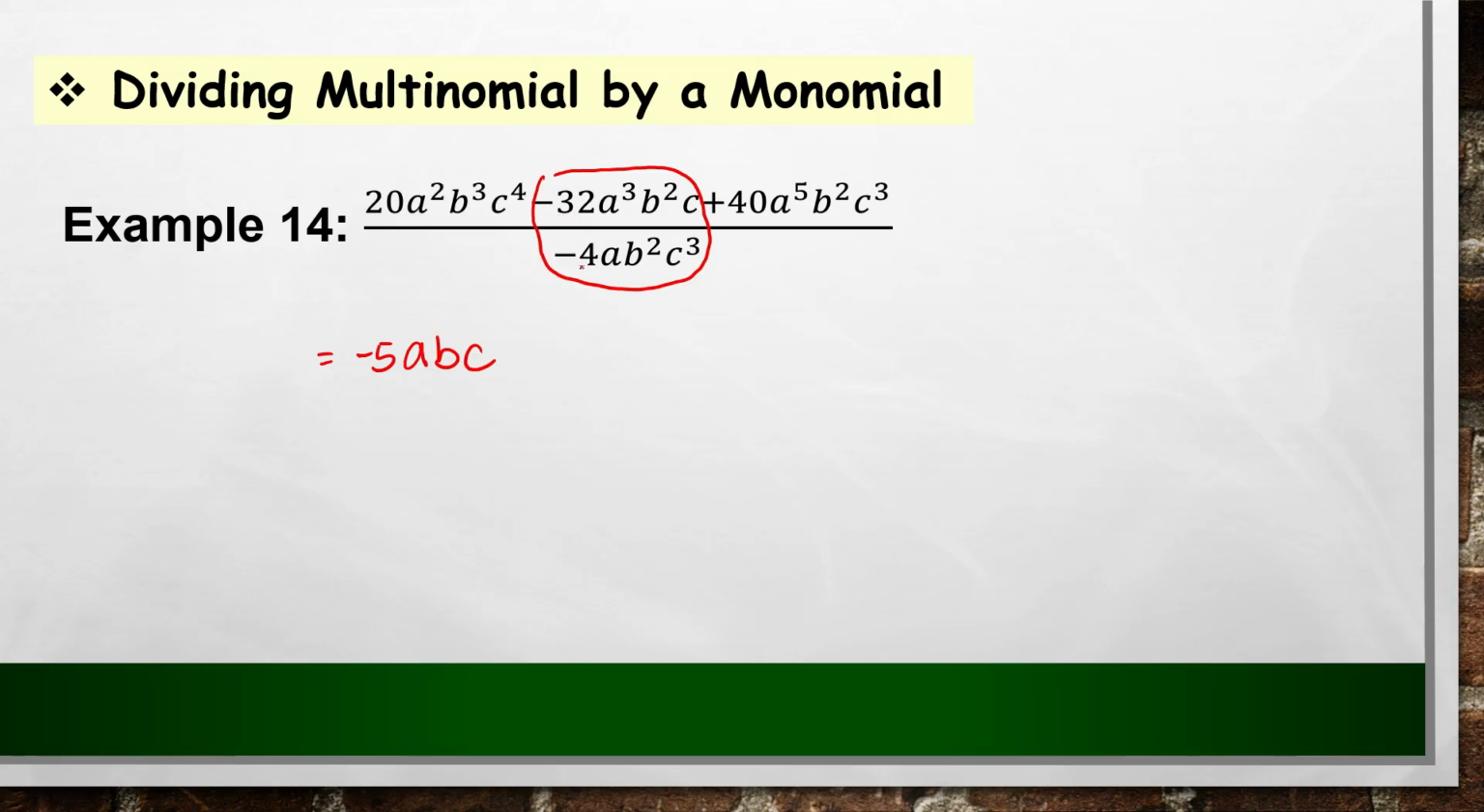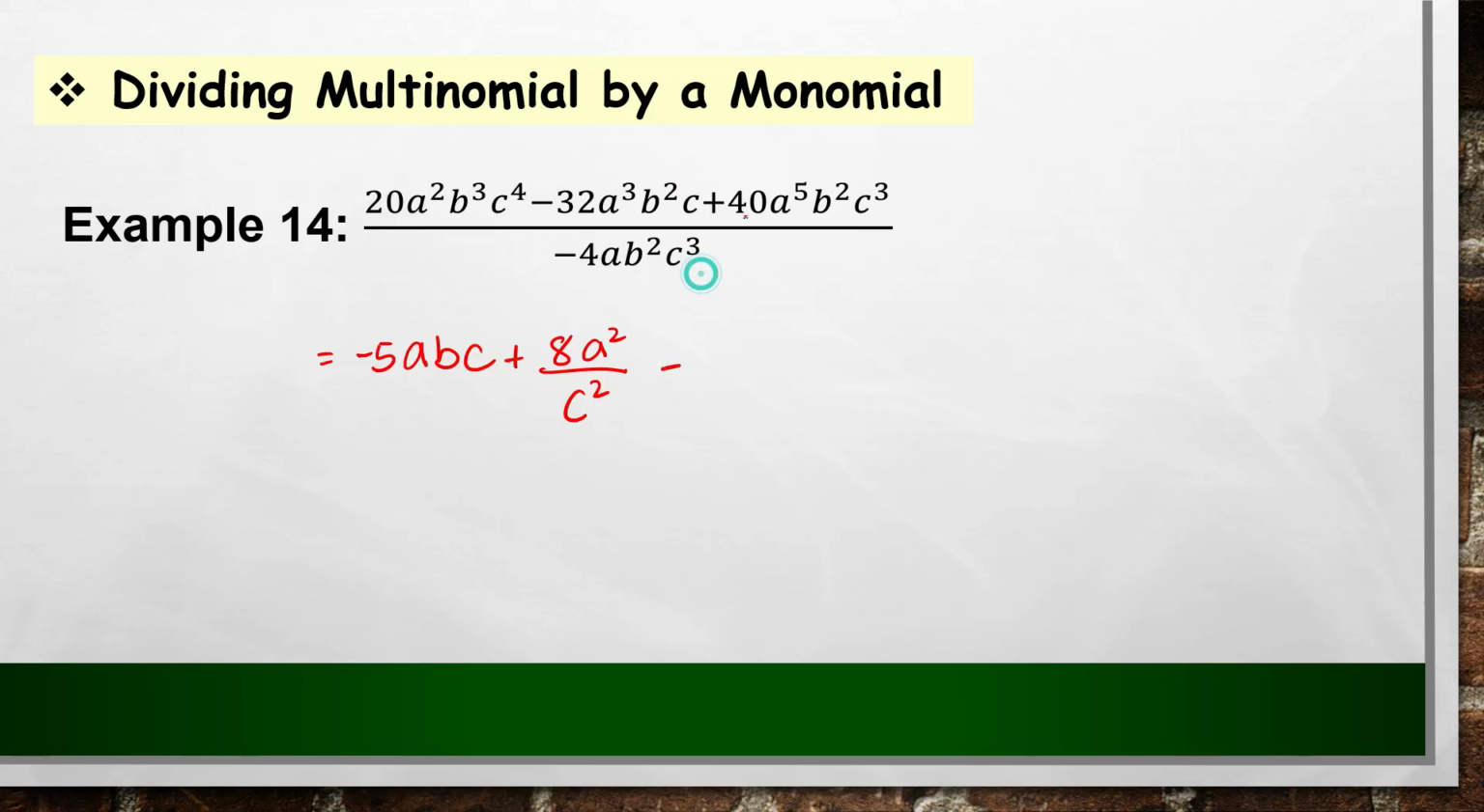Next, this. Negative 32 over negative 4 is positive 8. a raised to 3 over a is 3 minus 1, so a squared. b squared over b squared, that means 0, right? So b raised to 0 is equal to 1. Now here, the exponent of c in the denominator is larger than the one on top. So it's the other way around, meaning it's 3 minus 1, but the result will be in the denominator. So this is c squared.